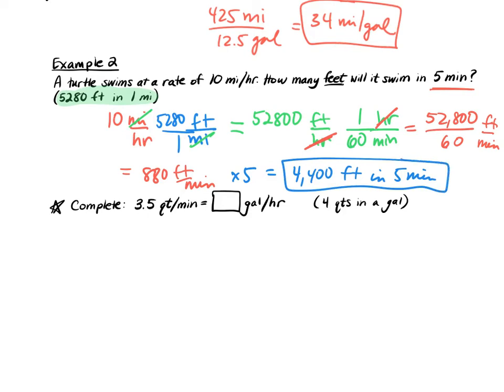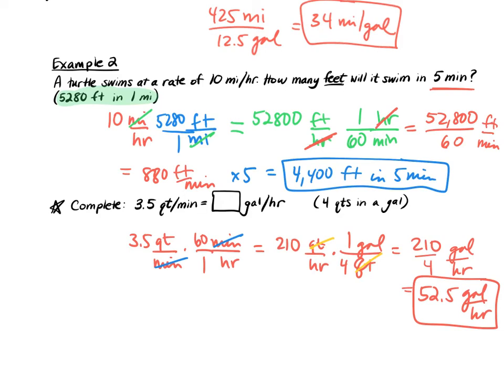Okay. So try this one on your own. Complete this. If I have 3.5 quarts per minute, what's the equivalent gallon per hour if there are 4 quarts in a gallon? Okay, so try this one on your own and then check back for the solution.